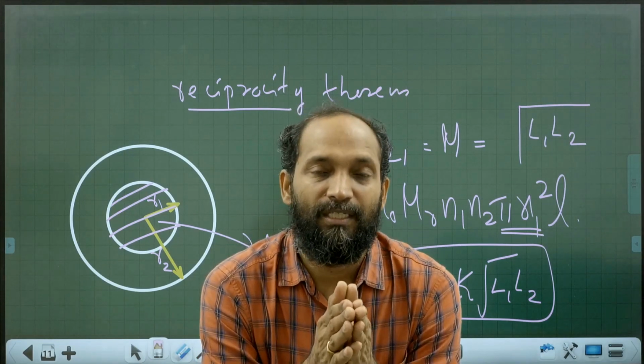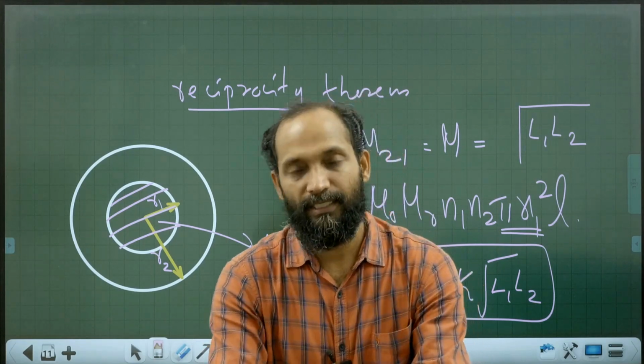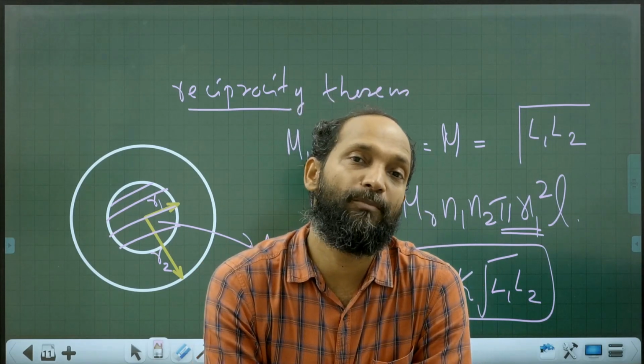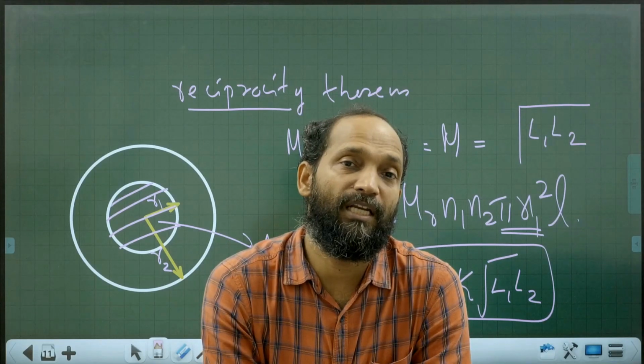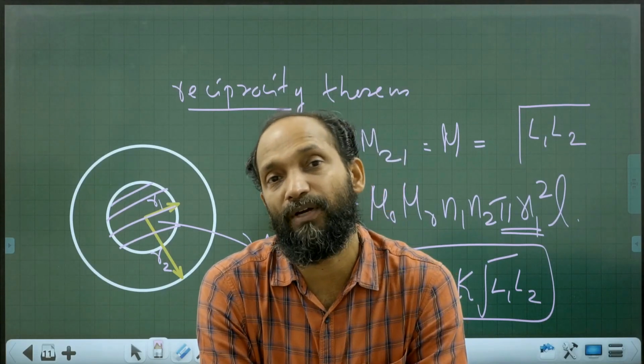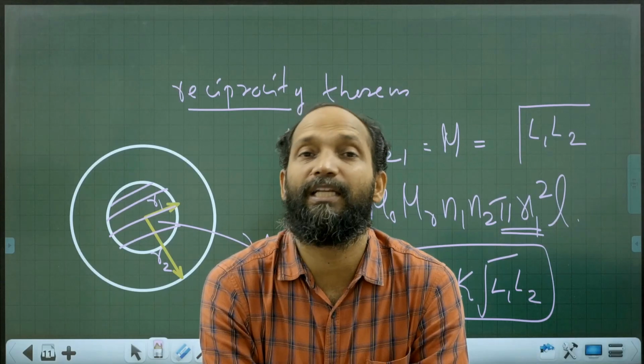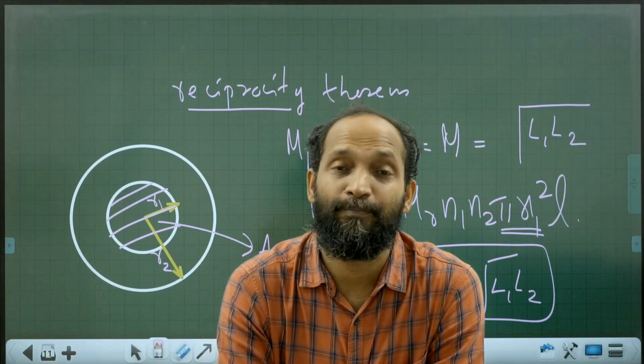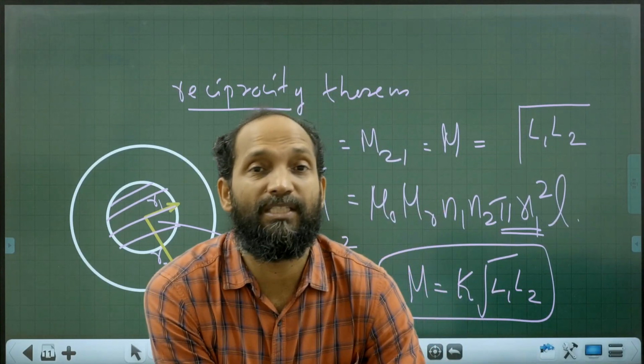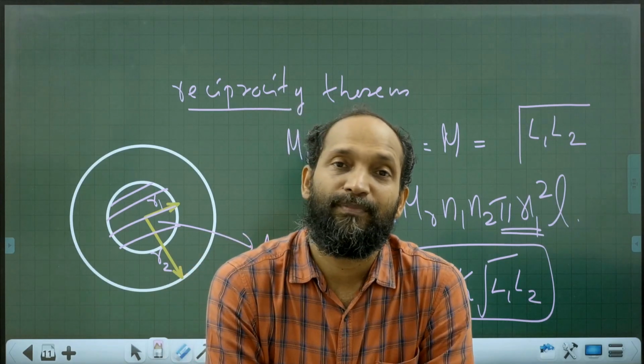Induced voltage is minus d phi by dt. Induced electric field formula, Faraday's law: closed integral E dot dl equals minus d phi by dt. Phi is the magnetic flux. Magnetic flux is B dot A, which is BA cos theta.